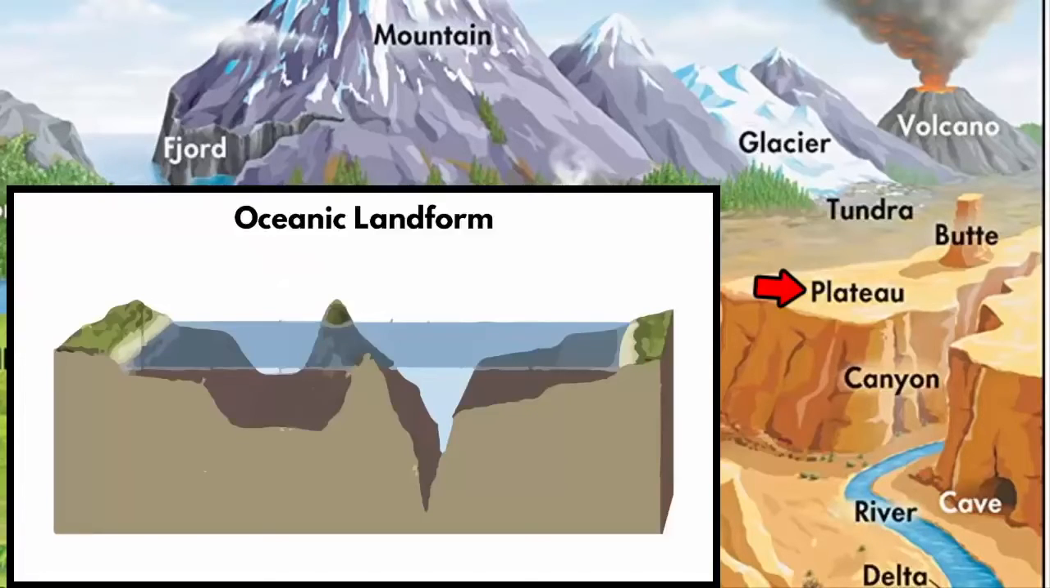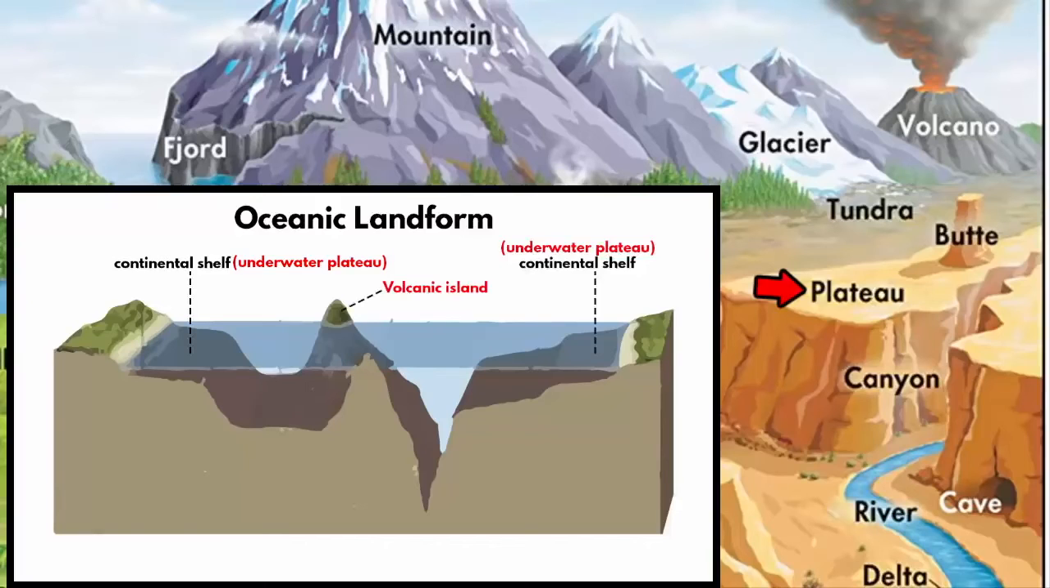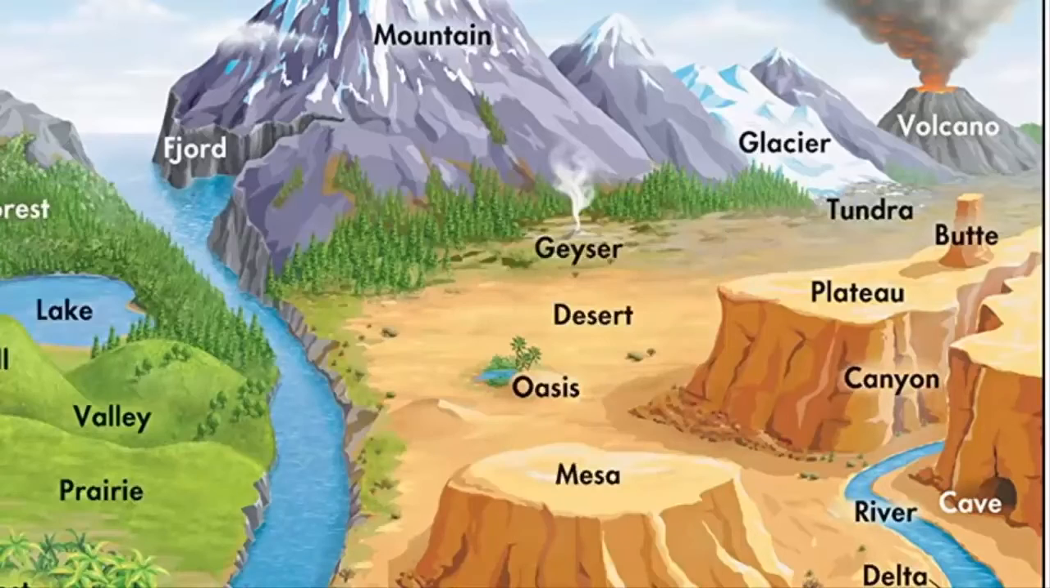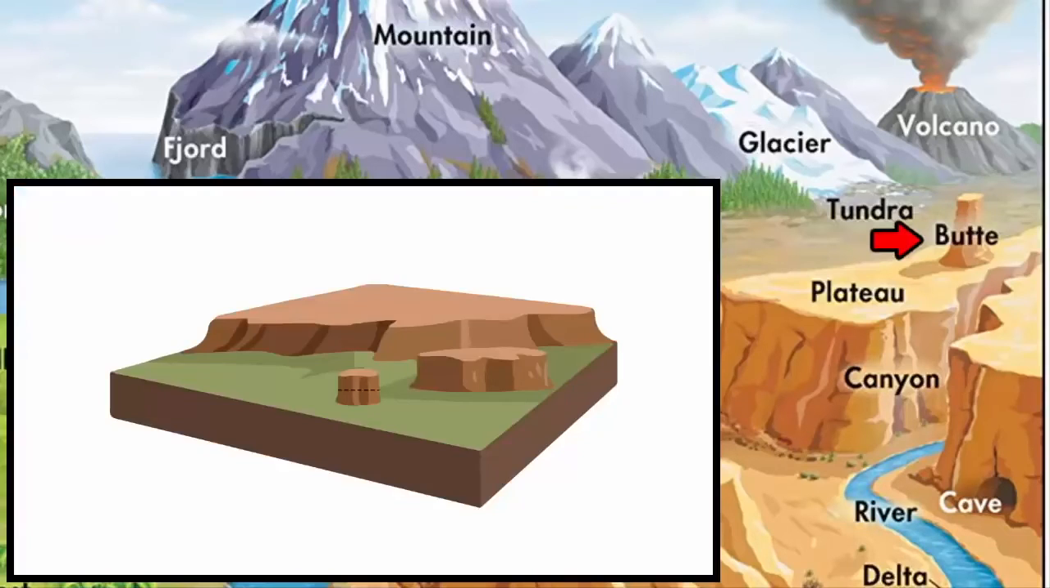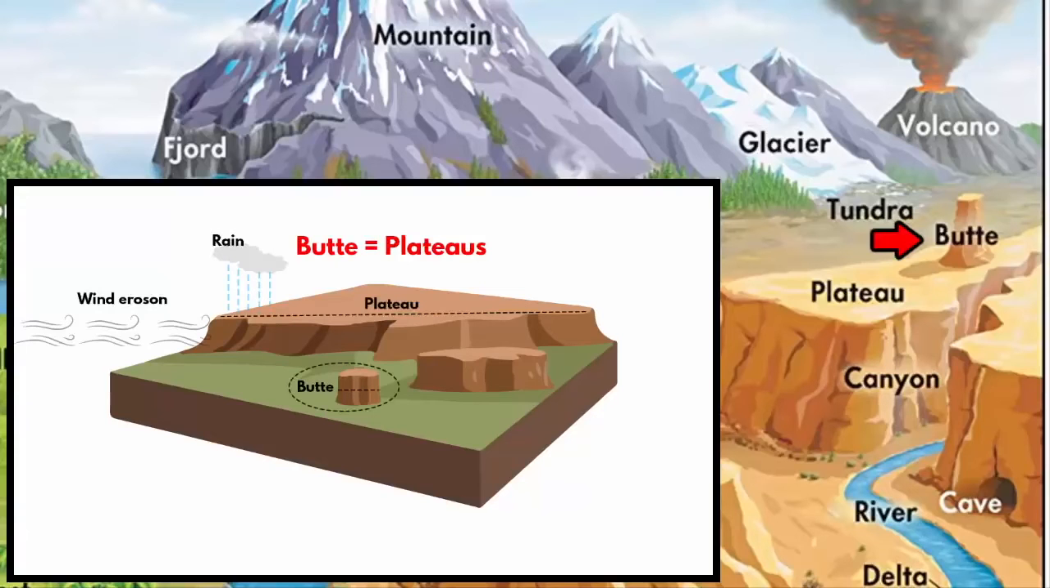Even in the oceans, you will find plateaus. Ocean plateaus are of two types. One is made of continental crust and the other is made up of igneous rock due to solidification of lava. The next one is Butte. It is an isolated hill with sharp vertical sides and flat tops. Buttes are smaller in size compared to a plateau. If you see, buttes are also plateaus, but due to continuous erosion by water, rain and wind, they have turned into tall, flat-topped landforms.